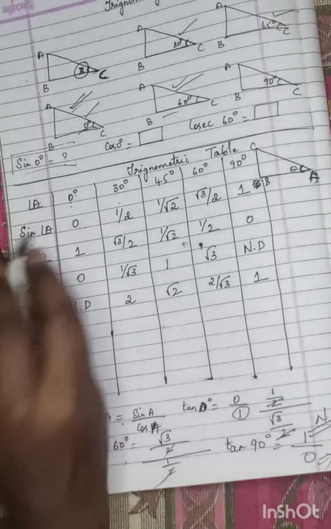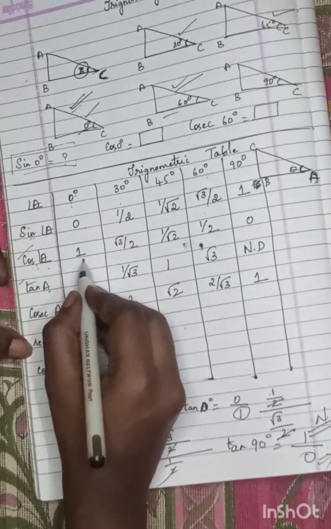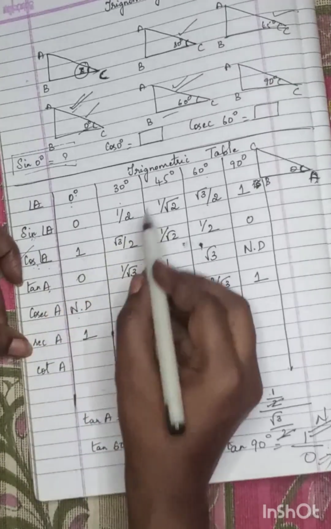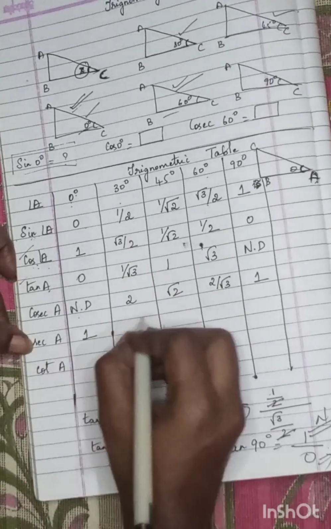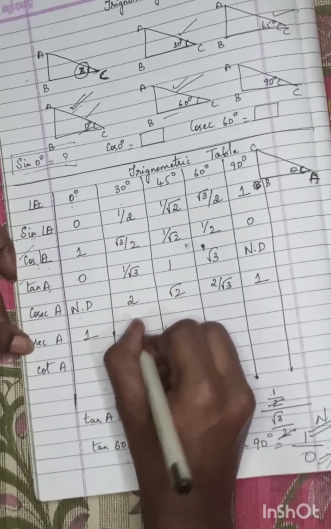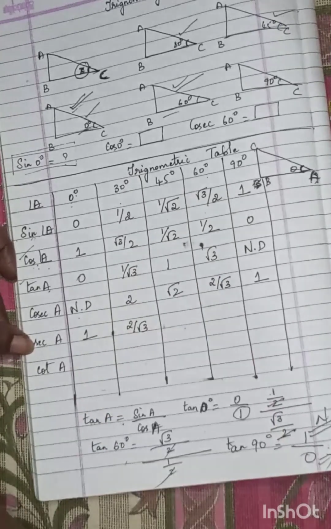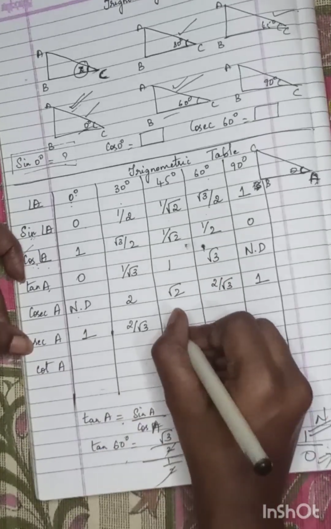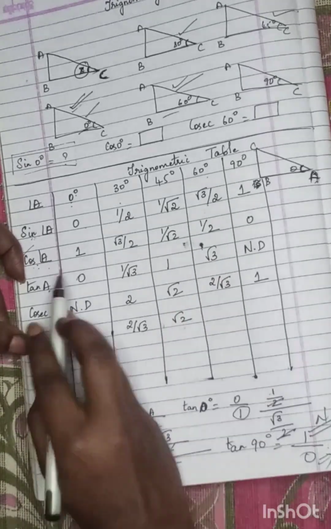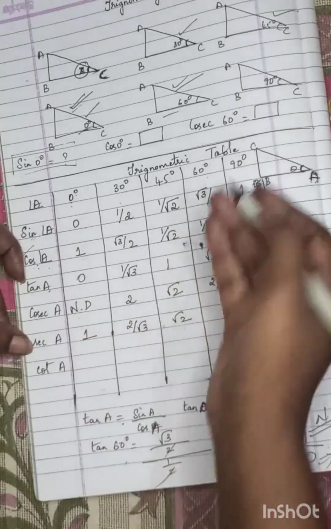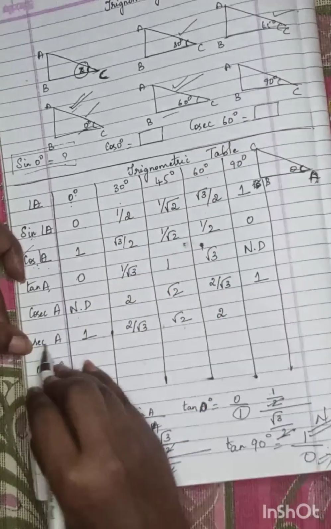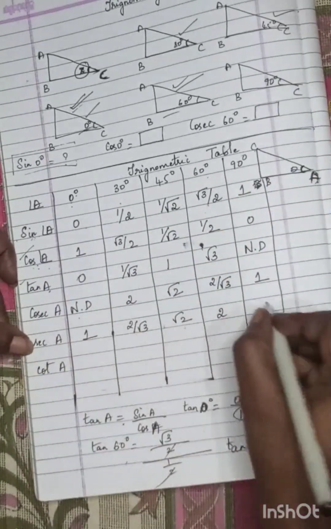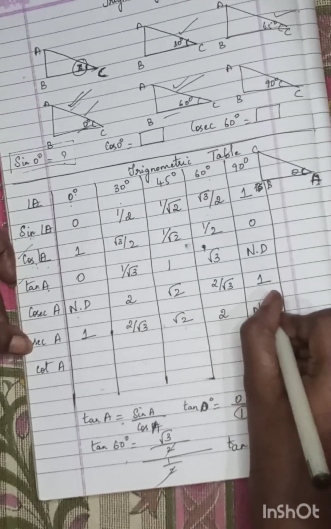Secant. Secant is reciprocal of cos. Cos 90 degree is 1. Reciprocal of this one will always be 1. Next, cos 30 degree is root 3 by 2. So secant theta will be 2 by root 3. Reciprocal of root 3 by 2 is 2 by root 3. Next, cos 45 is 1 by root 2. So secant will be root 2. Cos 60 is 1 by 2. So secant 60 degree will be 2. Next, cos 90 degree is 0. So when that 0 is reciprocated, we will be getting secant theta as not defined.